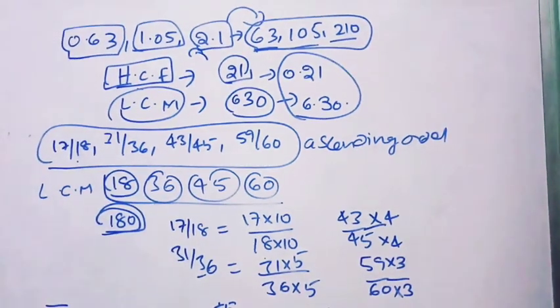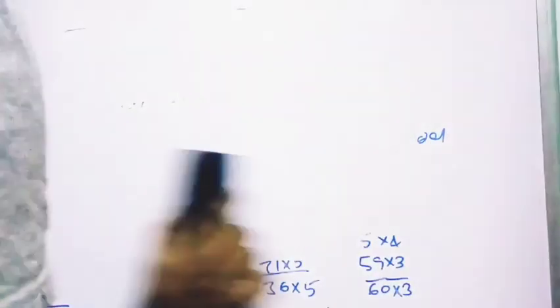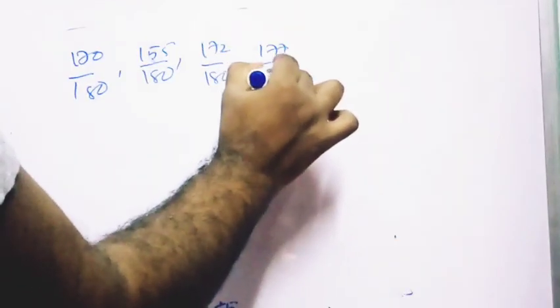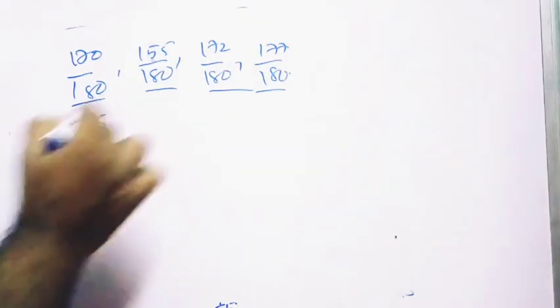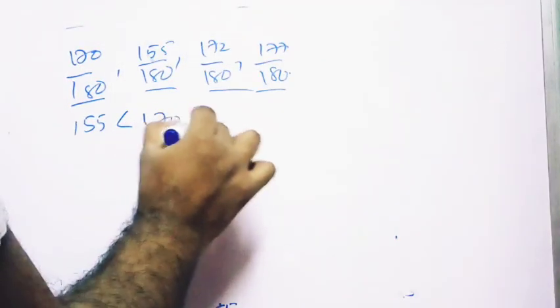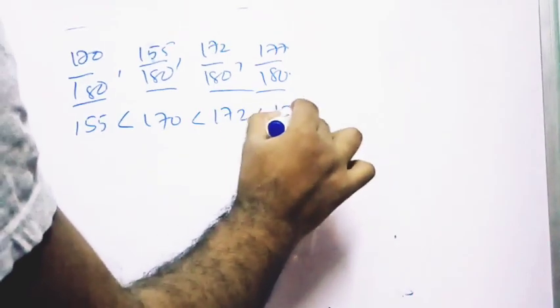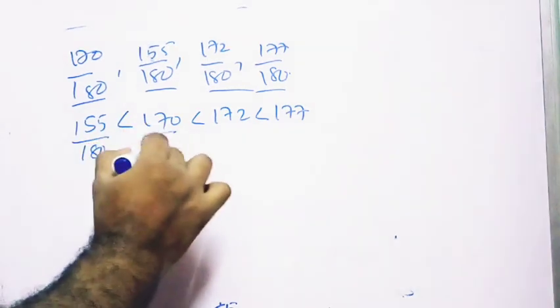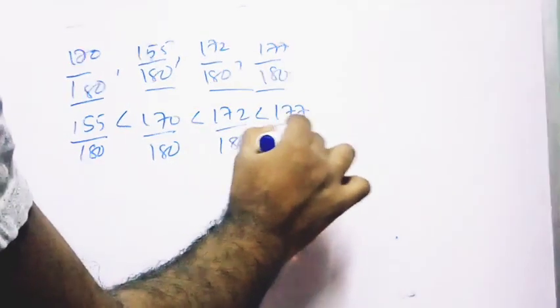If you cannot see this, I'll write it on the top: 170 divided by 180, 155 divided by 180, 172 divided by 180, 177 divided by 180. So now all the denominators are similar, so I am going to write in ascending order, that is 155 less than 170 less than 172 less than 177. The denominators, 180, are all the same.